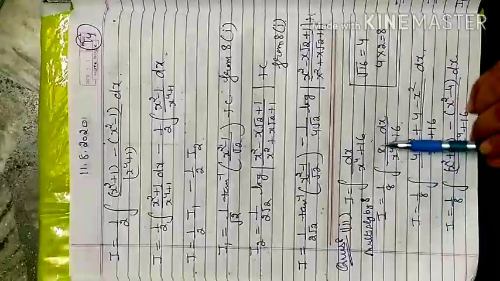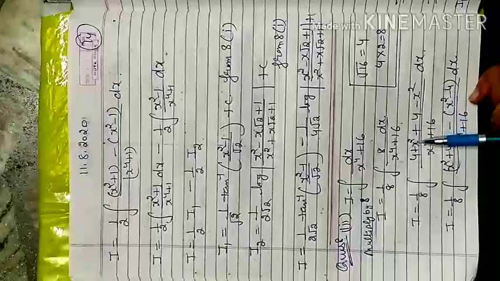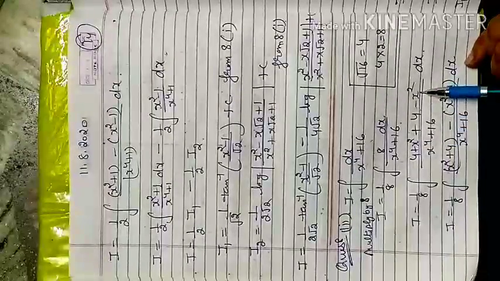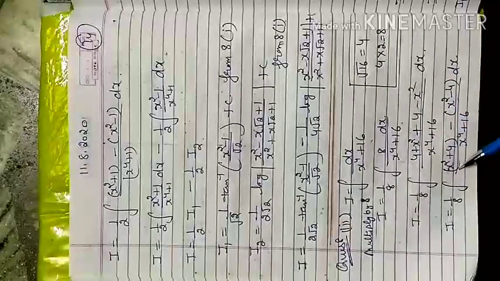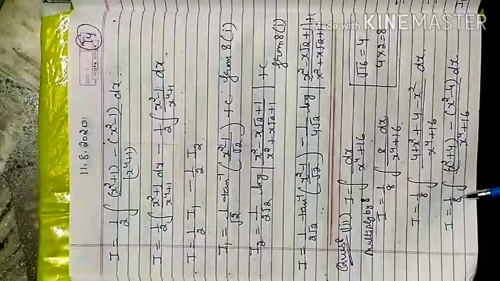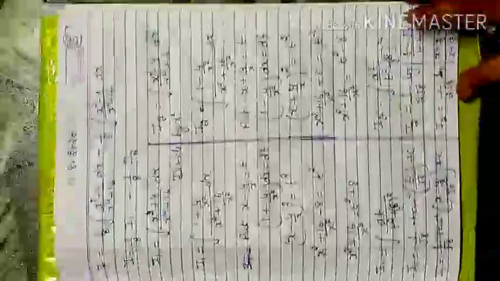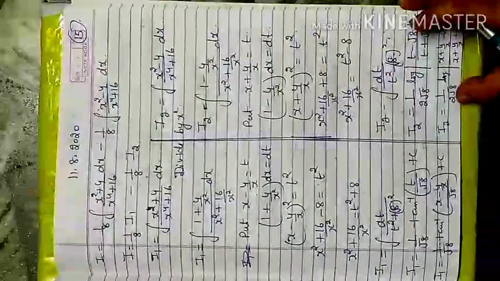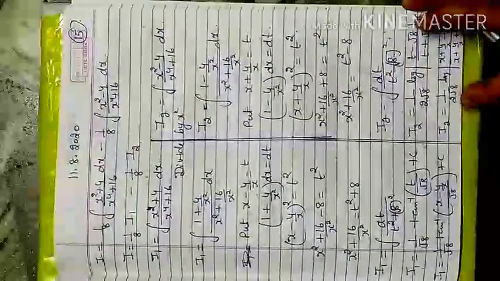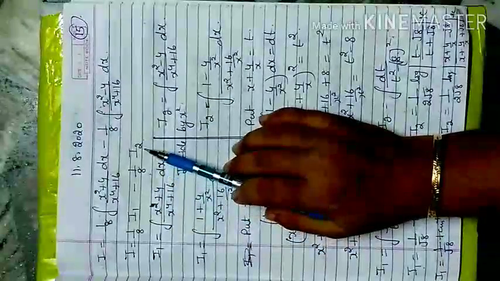So that's why I multiply with 8, because when I separate, this 8 becomes 4 plus 4, and 1 x square is added and 1 x square is subtracted. So that becomes x square plus 4 minus x square minus 4. So that becomes 1 by 8 I1 minus 1 by 8 I2. So now the next step is I have to solve I1 and I2 separately. So that is 1 by 8 I1 minus 1 by 8 I2.